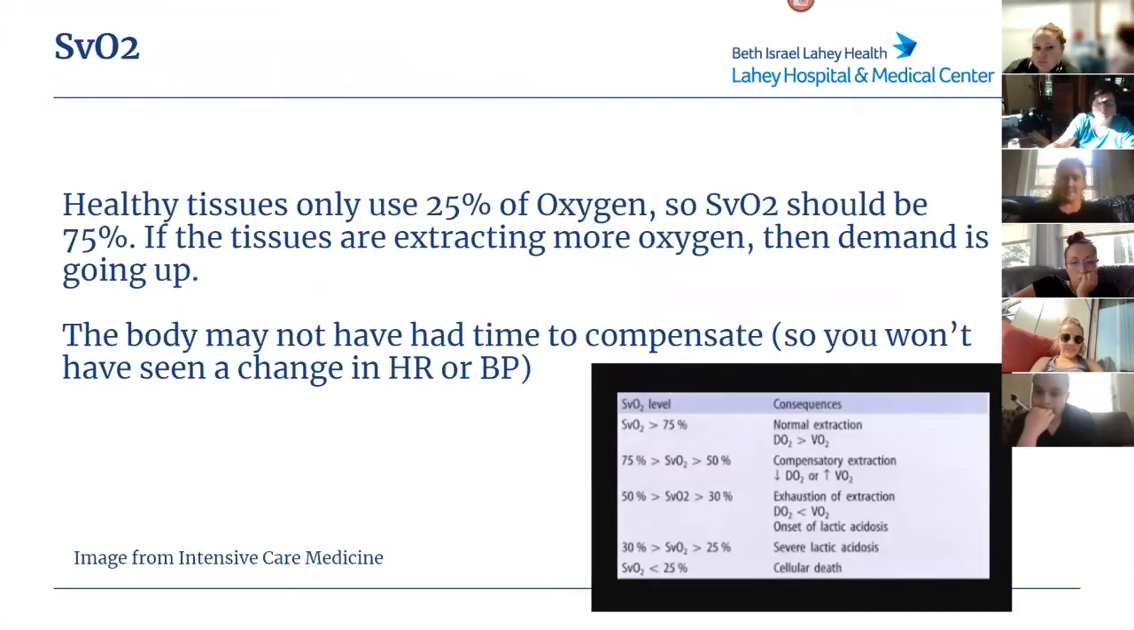So down here on the bottom right, you can see normal extraction, you're going to have an SpO2 of greater than 75. When we're talking compensatory, so that compensatory state of shock, you're going to see an SpO2 between 50 to 75. Once we move down below 50, you're talking about the onset of lactic acidosis. So now it's extracting so much oxygen that when those red blood cells return to the lungs, they can no longer replenish those binding sites up to 100%. So we're sending less saturated hemoglobins out to the body, and then the body is still trying to extract a lot of oxygen off of those hemoglobin sites. So you'll start to see lactic acidosis because there's not enough oxygen circulating. Anything less than 25, and we're talking about cellular death.